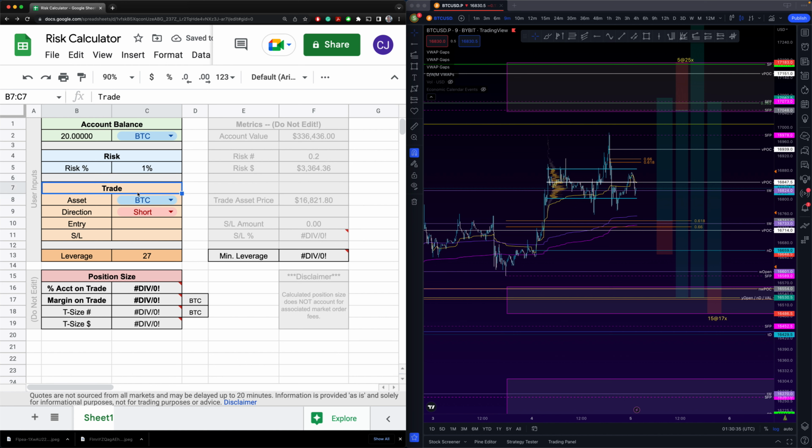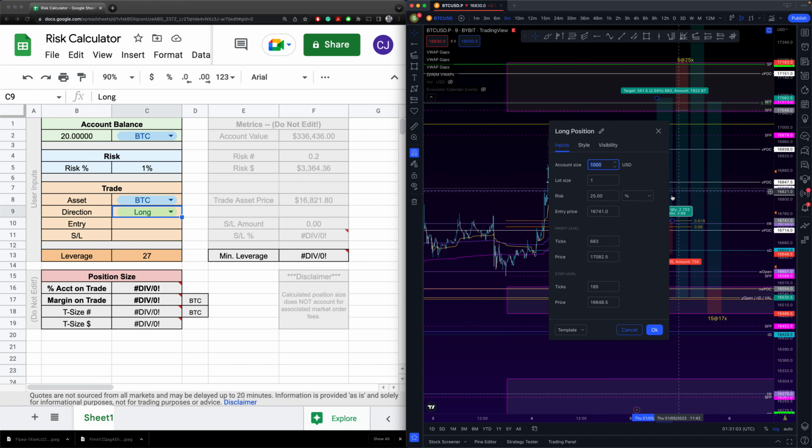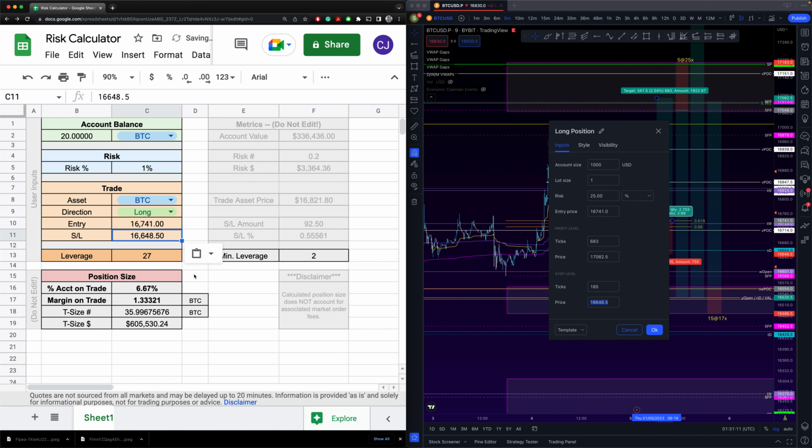Next, you will input your trade parameters. We have Bitcoin in our account, so we'll be trading Bitcoin perpetual. And for this trade example, we are going to be looking to go long down here, potentially, at the golden pocket with a stop loss underneath the daily. So what I'm going to do is I'm going to double click the position. I'm going to copy and paste my entry and stop loss into the calculator.